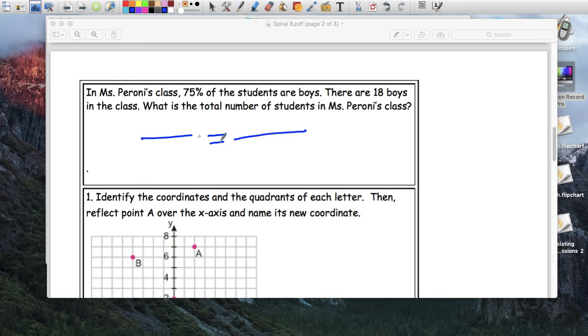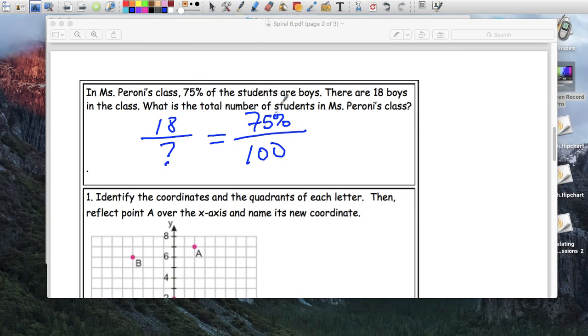So it's a percent proportion. We want to find out the total. So this is going to be my, I don't know what that's going to be, but I know 75% are boys. Another way of saying it is 75 represents 18 boys. So we want to find out the number of students in the class. Is the relationship, ugh, why did I pick these weird numbers?